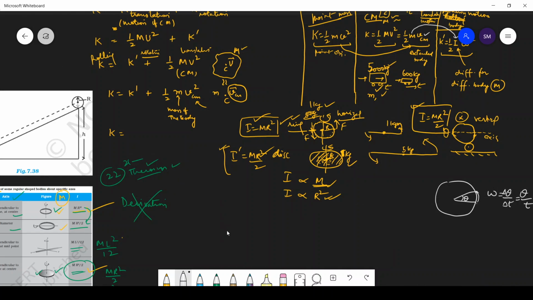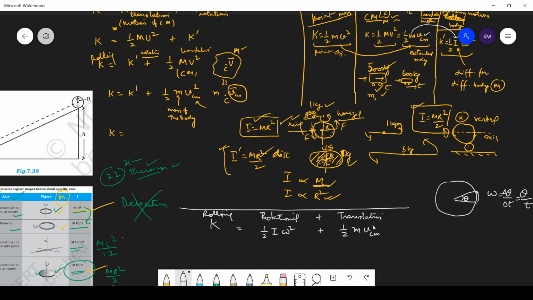So the main thing is that the kinetic energy of the rolling body in the rolling motion will be equal to the kinetic energy due to rotational motion plus the kinetic energy due to translational motion. Okay, so the kinetic energy due to rotational motion we have written as half moment of inertia into omega square, and here it is half into m into VCM square. So this plus this.